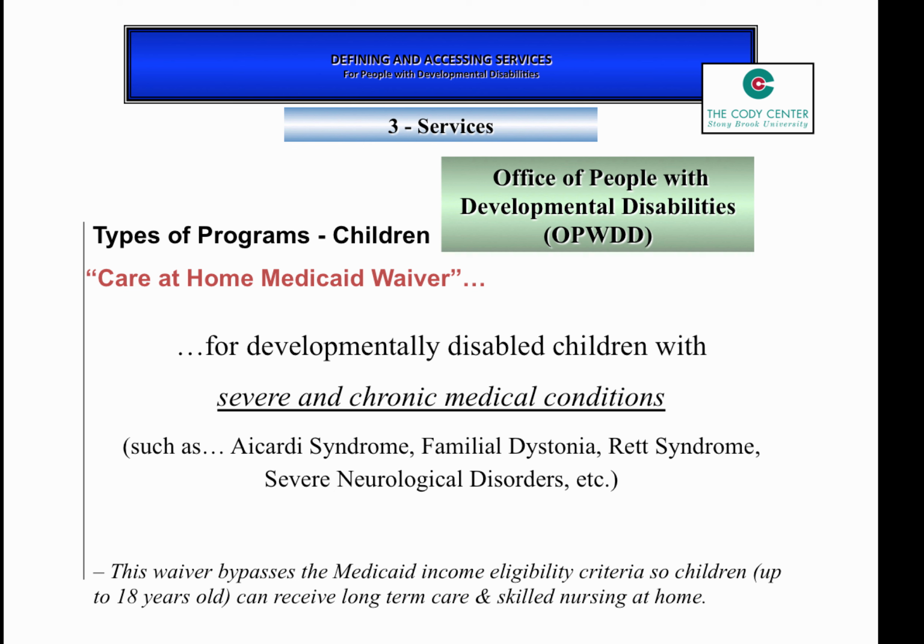The interesting thing about a Medicaid waiver is that it bypasses the Medicaid income eligibility requirements. So children up to age 18 years old can receive long-term care and skilled nursing care at home. This is a godsend to families who have children with these particular types of disorders. And it's important for a family to be referred to OPWDD to connect with services. And we'll talk about those linkages as we move through this part of the presentation. Remember, though, that Medicaid waiver is usually for more severely developmentally disabled children.